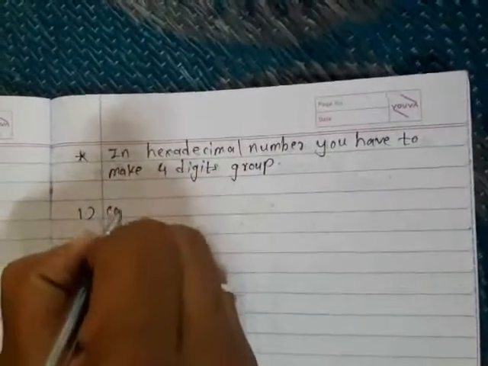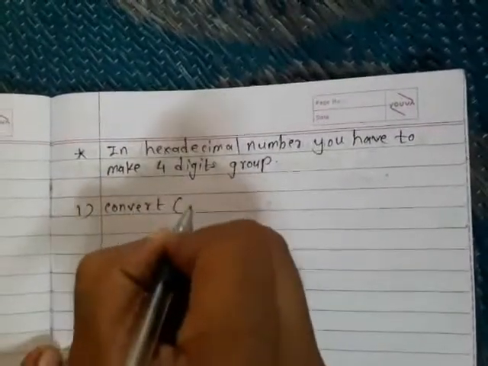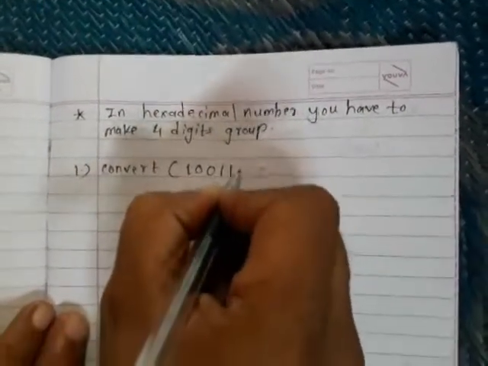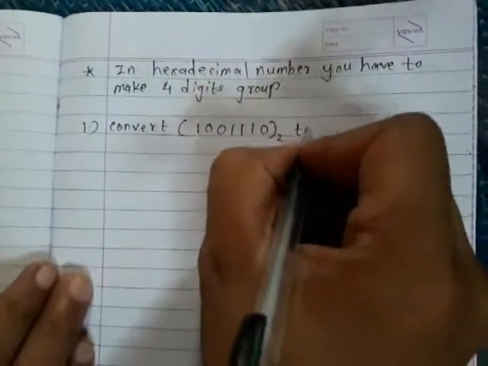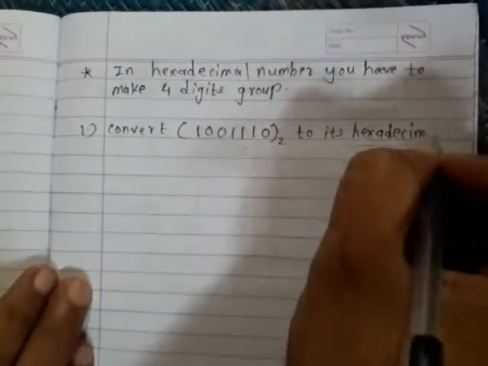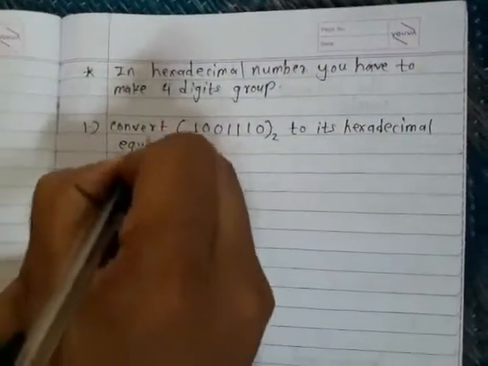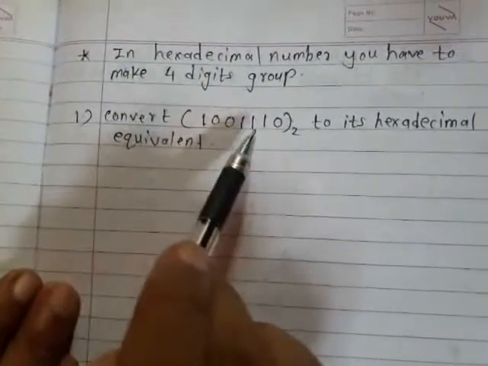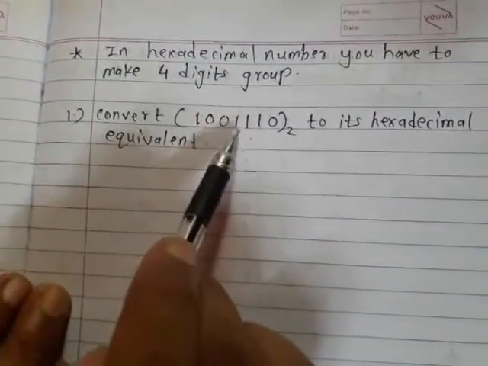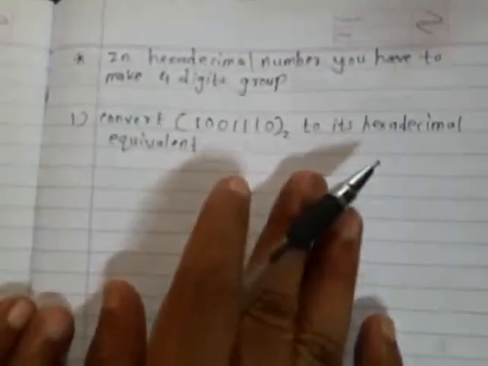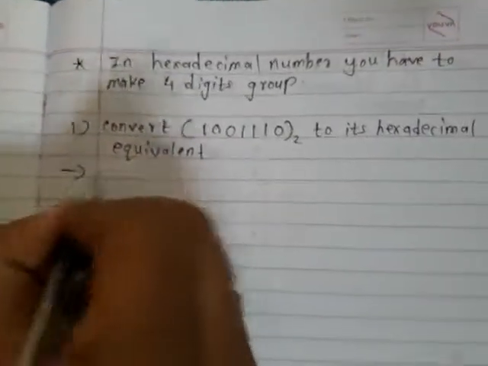Now see, convert 1 0 0 1 1 1 0 base 2 to its hexadecimal equivalent. Okay, what you have to do, you have to convert 1 0 0 1 1 1 0 base 2 to its hexadecimal equivalent. Now see solution.